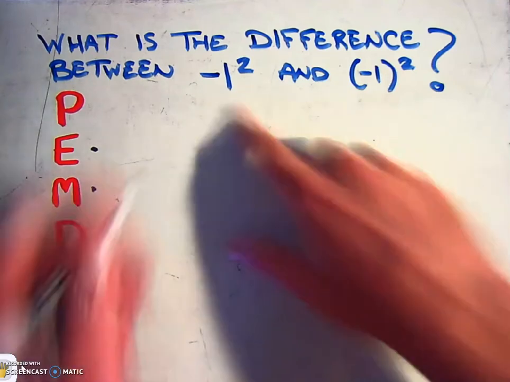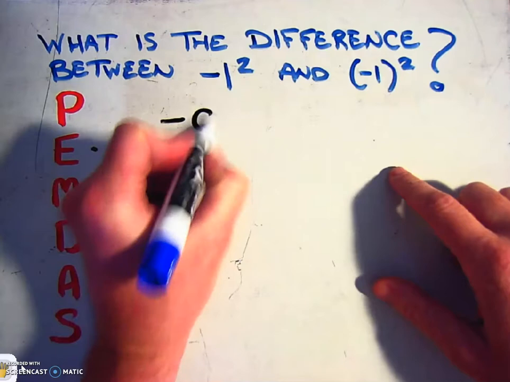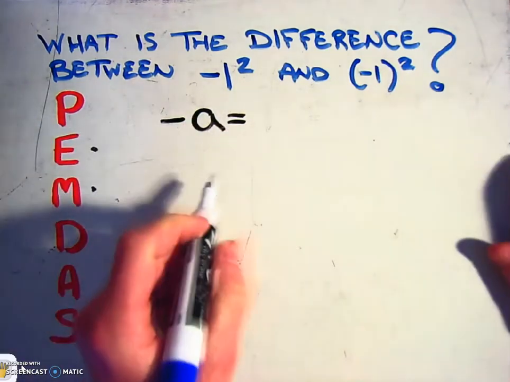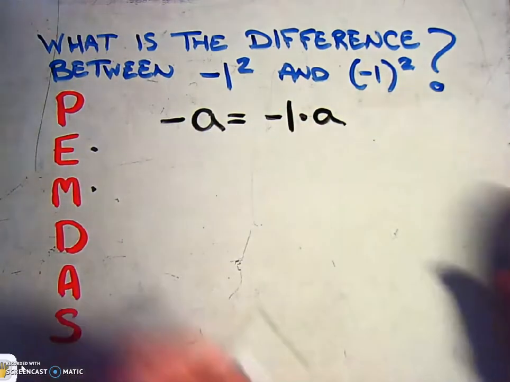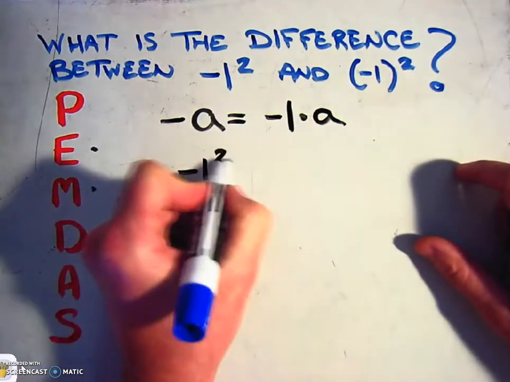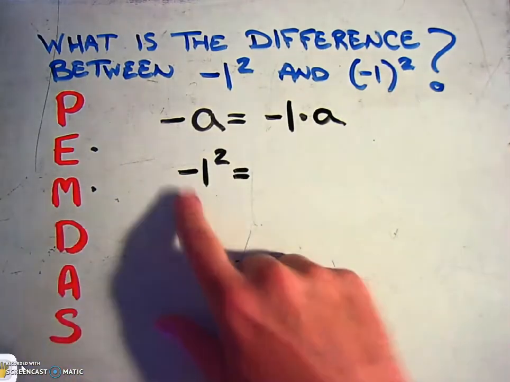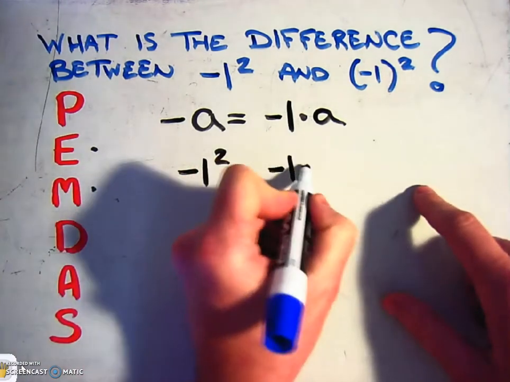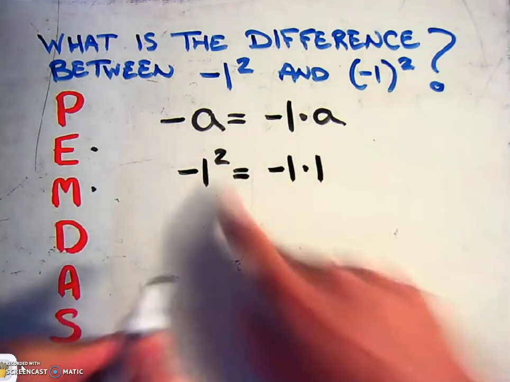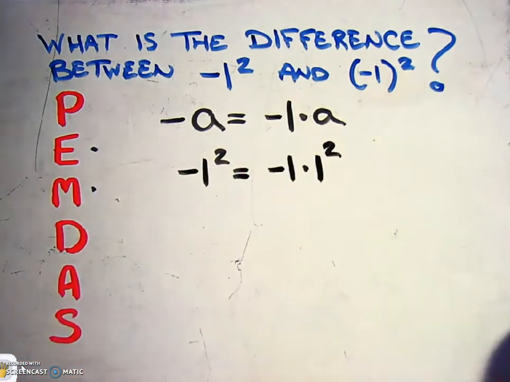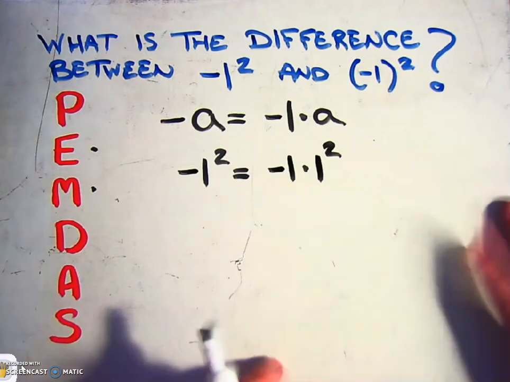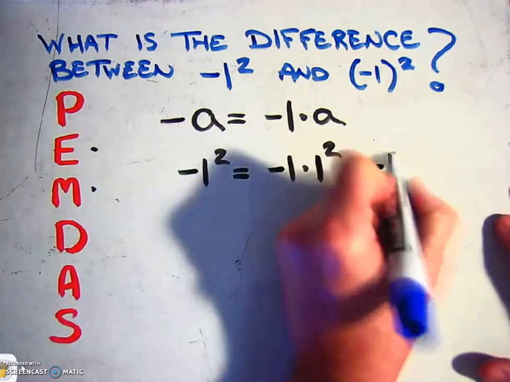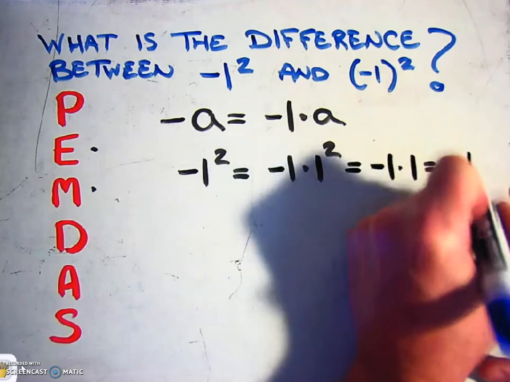When we look at a -1, think of it this way. A negative number is really a multiplication problem. It is -1 times that number itself. So when we think of -1 squared, really what's happening is we have a negative value that's being multiplied by some base number, and that base number is being raised to an exponent. So when we follow our order of operations, we're actually required to do the square first, then do the multiplication. 1 squared is 1, and -1 times 1 is -1.